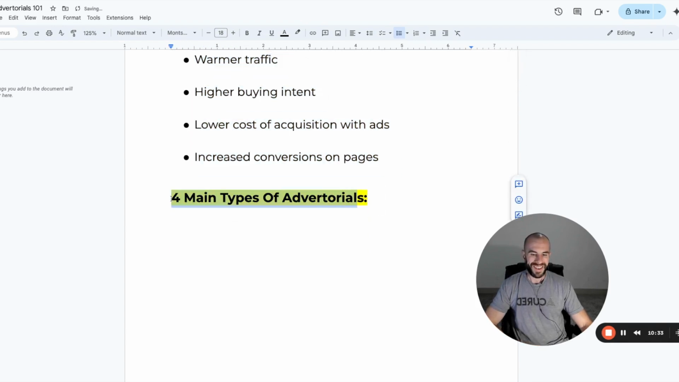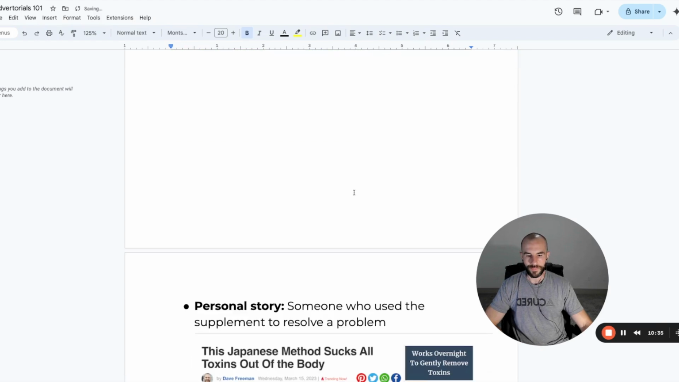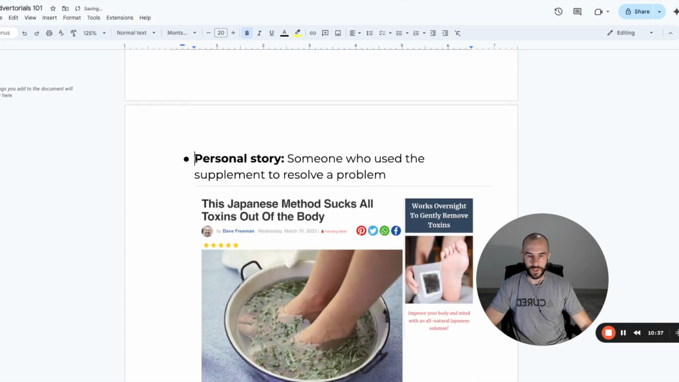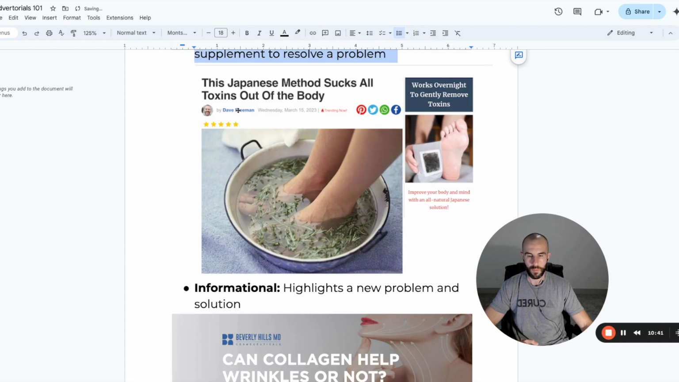So there's 4 main types of advertorials that we're going to look at. The very first one is a personal story, someone who used the supplement to resolve a problem. Here we have an example of one of those. This Japanese method sucks all the toxins out of the body. Again, this is a weird attention-grabbing hero image. You can see we have our headline, we have our hero image, and obviously if I had the lead in here, it would just be way too long.